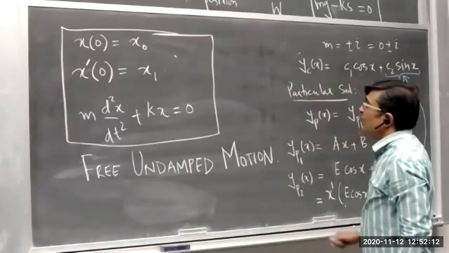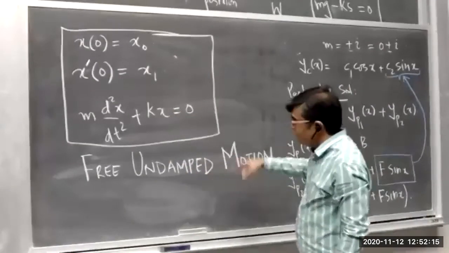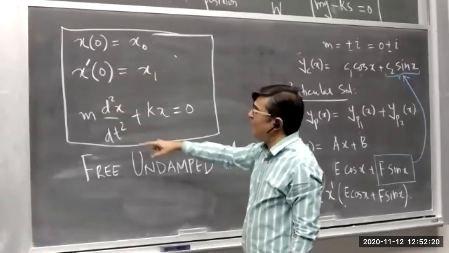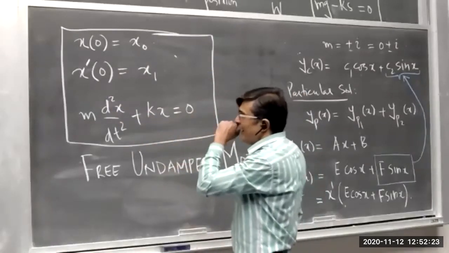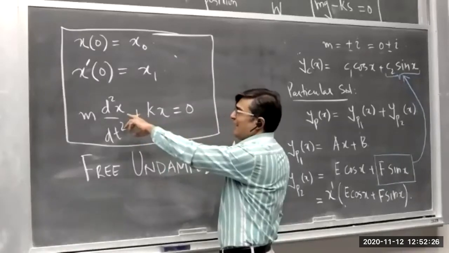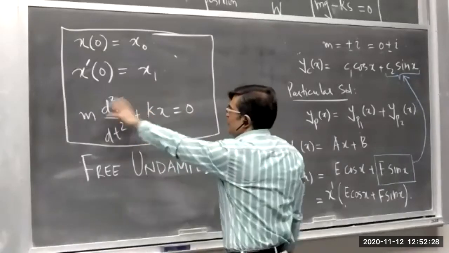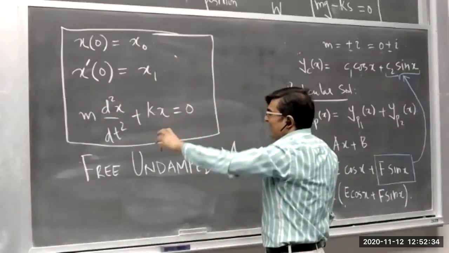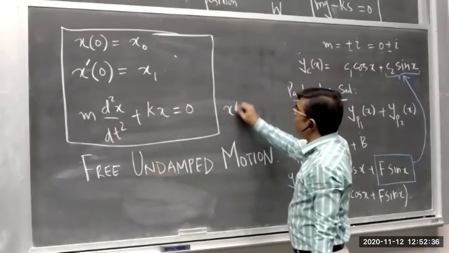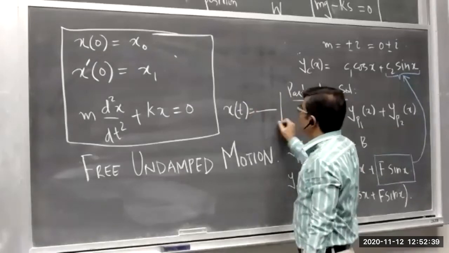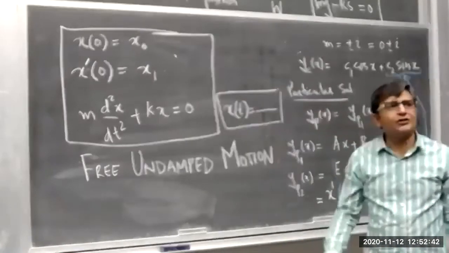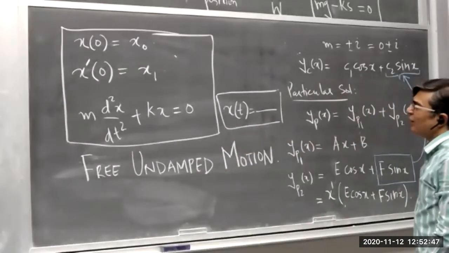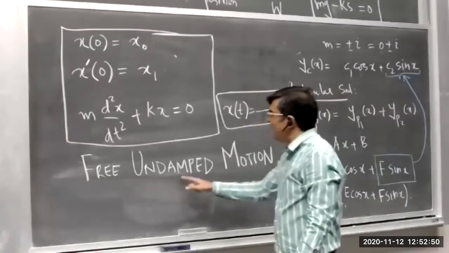Okay. So this motion of that spring mass system gives us this model, and this model can be solved in order to find the position of that mass at any time t. That is, we need to solve this differential equation along with these two initial conditions, and we can obtain the value of x of t, which gives us the position of that mass at any time t. So this kind of motion is called free undamped motion.